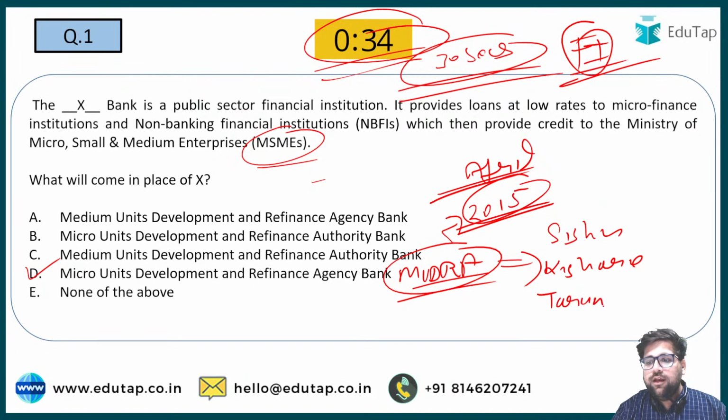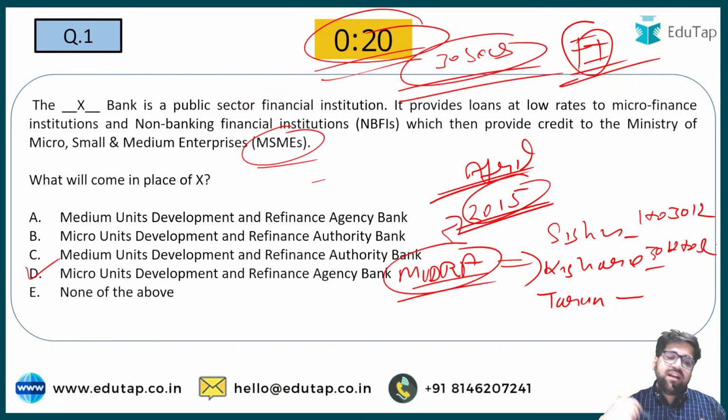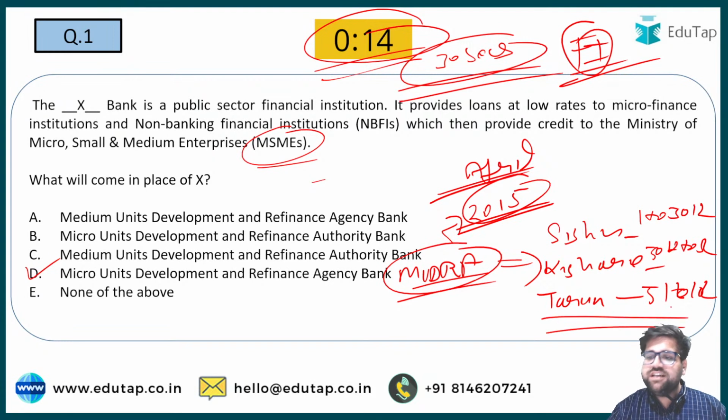If you have total knowledge based on Mudra, then you will also know that under Shishu, loans worth rupees 1 to 50,000 are provided, and under Kishore, loans worth 50,000 to 5 lakhs are provided, and under Tarun, you have loans from 5 lakh to 10 lakh. So if the question is about the maximum amount of loan which any MSME or institution can avail under Mudra, the answer will be 10 lakh.